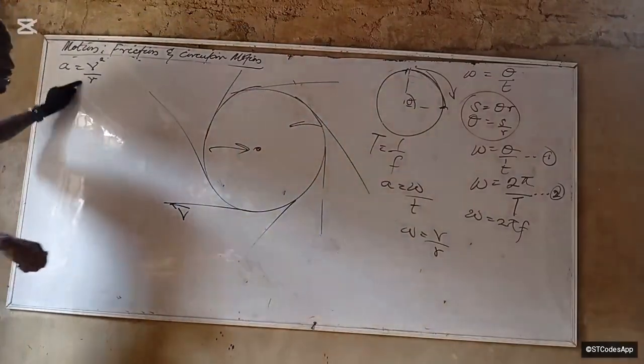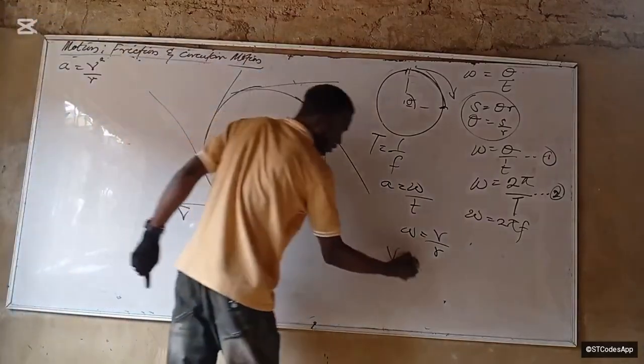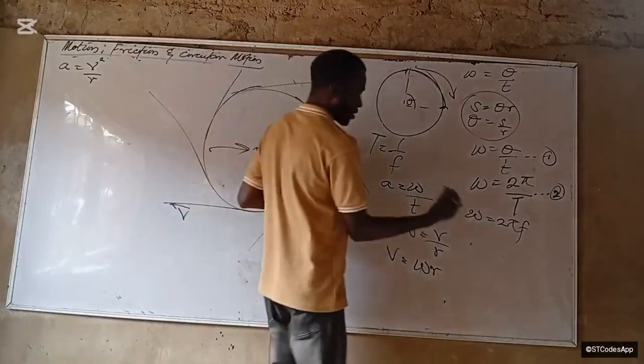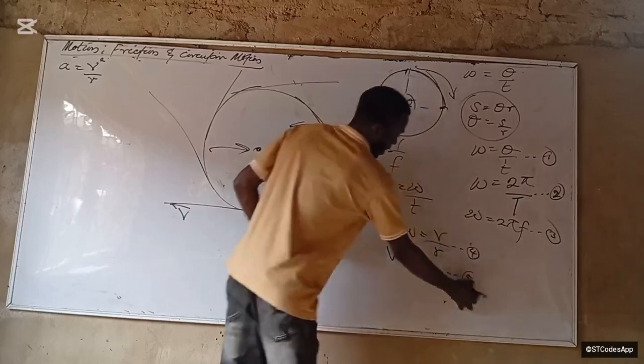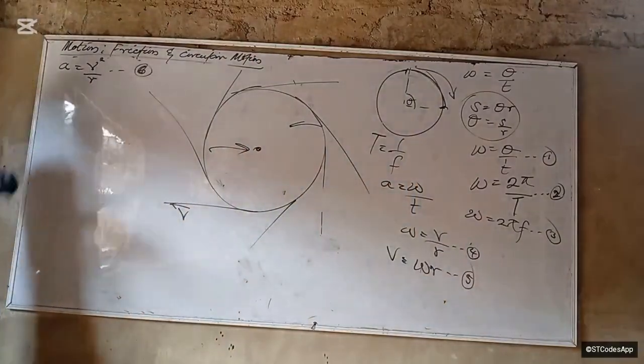Okay, yeah. We can invent stuff here. So here it means that velocity will be equal to what? Omega r. Does this make sense? Equation 3, equation 4, equation 5, equation 6. Let's just generate all the equations we need for calculation.